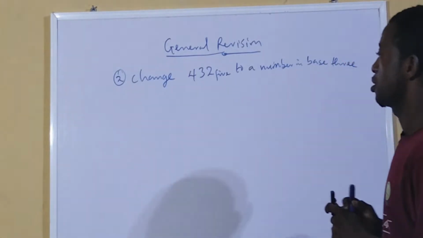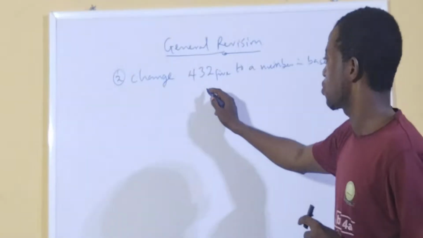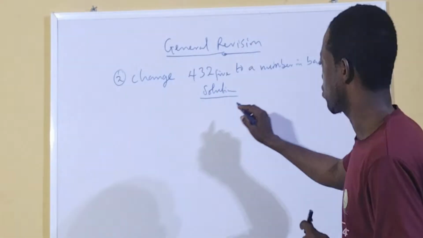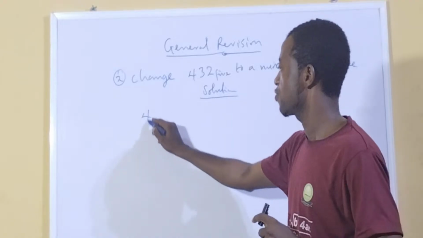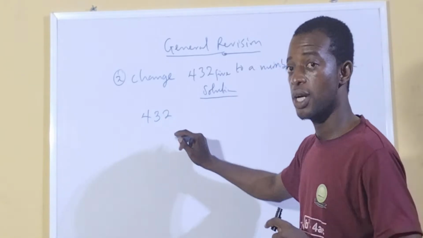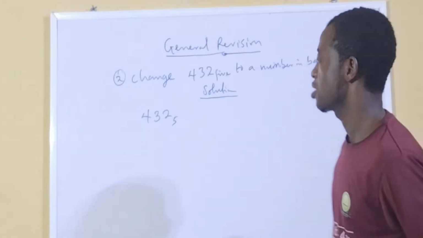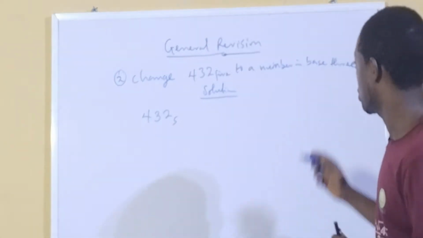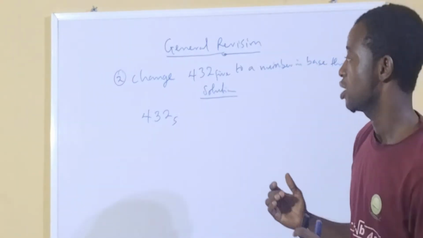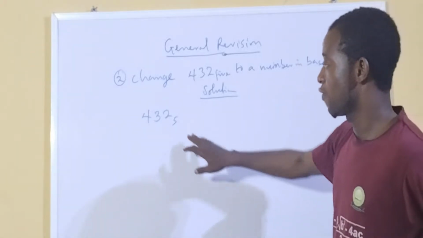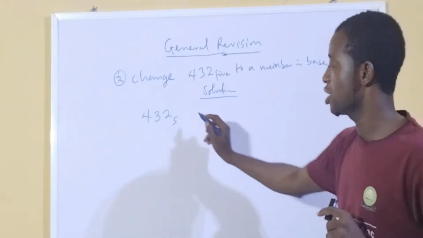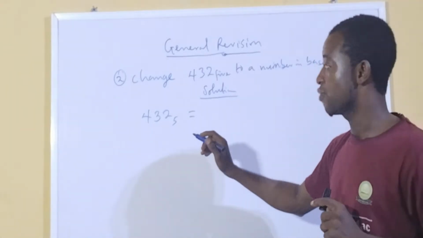Okay, let's consider the solution to this from here. We are given 432 in base 5, and we have to change to base 3. We cannot move directly from base 5 to base 3. We first need to convert from base 5 to base 10. So change this to base 10 first.